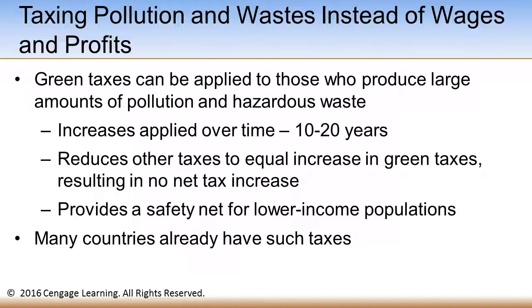Another economic way of minimizing emissions from coal burning power plants and industries that cause air pollution is to tax the pollution and the waste instead of wages and profits. Green taxes can be applied to those who produce large amounts of pollution and hazardous waste. This would be a phased-in approach where it increases over a period of time. In addition, other taxes would be reduced to equal the increase in green taxes, which results in no net tax increase. This provides a safety net for lower income populations. Many countries have such taxes.